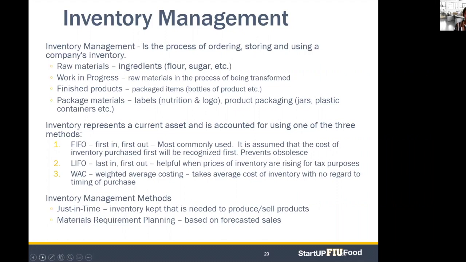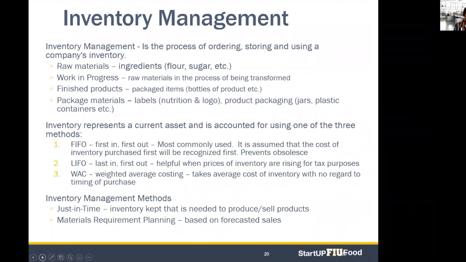And when it comes to inventory management methods, you have just-in-time or materials requirement planning. Just in time is typically the way that people go. I think for the food and beverage industry, just in time is pretty much what is used, which is basically you're only keeping the minimum amount of inventory that you need to produce or sell your products. You don't want to keep too much inventory and have it go bad, especially in the food and beverage industry, because pretty much everything has a shelf life, even if it is a long shelf life.